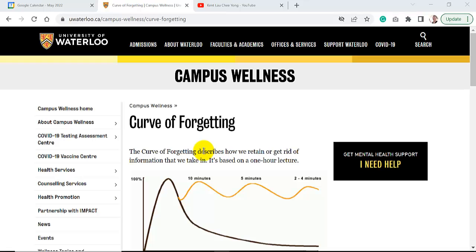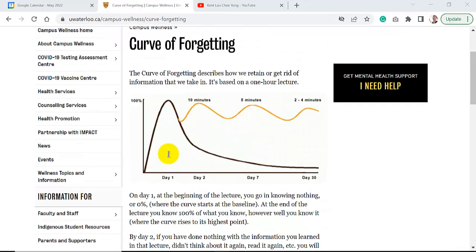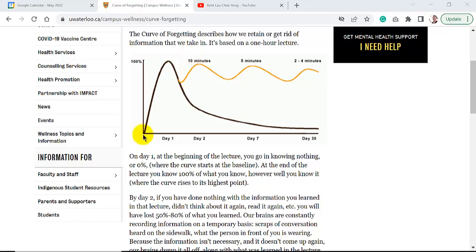The curve of forgetting describes how humans retain or get rid of information we take in. So this is what it means. On day one, this is the beginning, you know nothing about this topic, so you are at 0%. By the end of the training, you reach 100%.